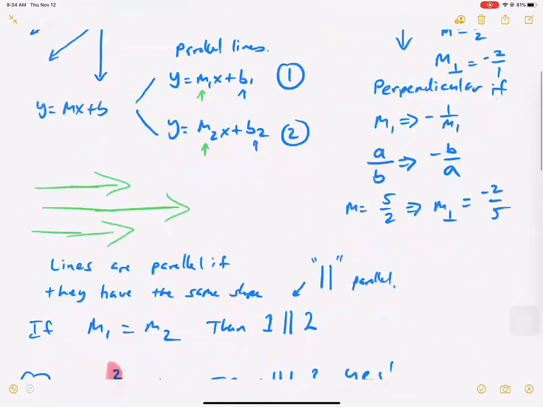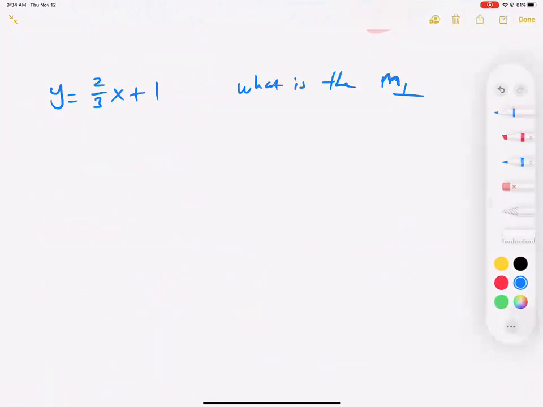So let's go ahead and jump down to the bottom and look at some examples of perpendicular lines. If we give you a line that says y is equal to 2 over 3x plus 1, what is the perpendicular slope? Now, I'm going to write this as m with the upside down t next to it, because to describe something as perpendicular, that's the symbol we use, the upside down t.